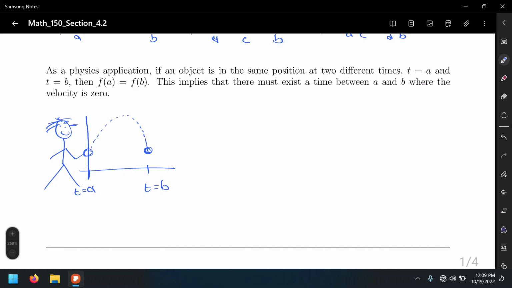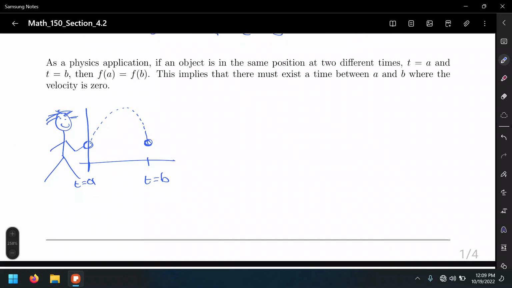Let me put some, make him happy. All right? That's pretty much what Rolle's theorem is about, to guarantee a critical value.